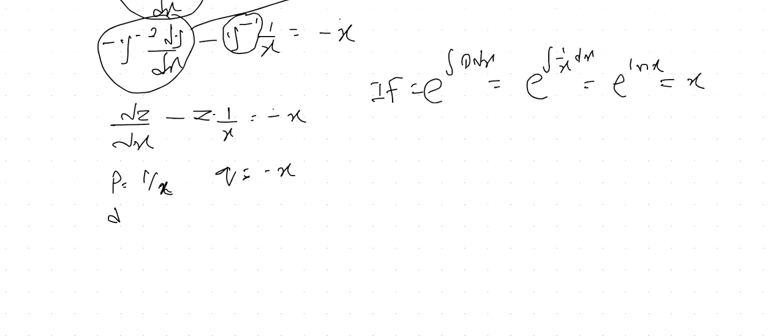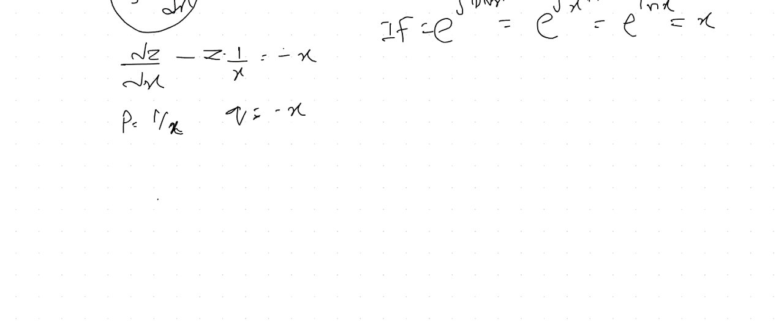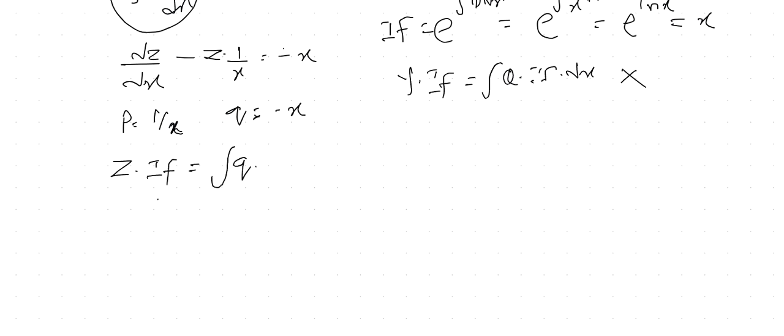Now your formula will come in this form. Instead of the formula for the linear equation, y multiplied by IF equals the integral of Q multiplied by IF dx, this is not going to be your formula anymore. The formula is going to be z multiplied by IF, which equals the integral of Q multiplied by IF dx. Okay, let's compute it.